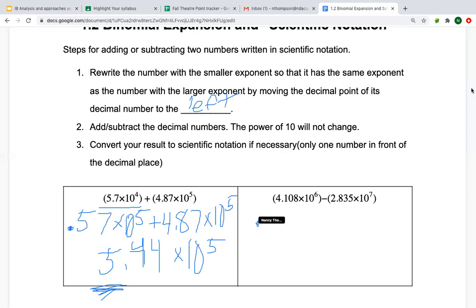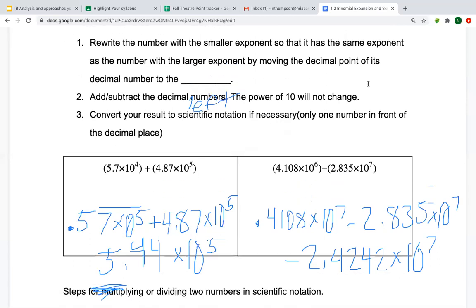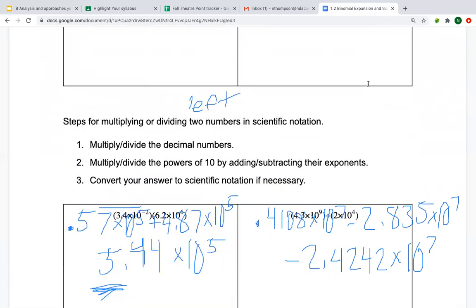So we have 0.4108 times 10 to the 7th power. We got to make sure that we have those powers the same, minus 2.835 times 10 to the 7th. Okay, which when I subtract those, I'm left with negative 2.4242 times 10 to the 7th. And that is that.